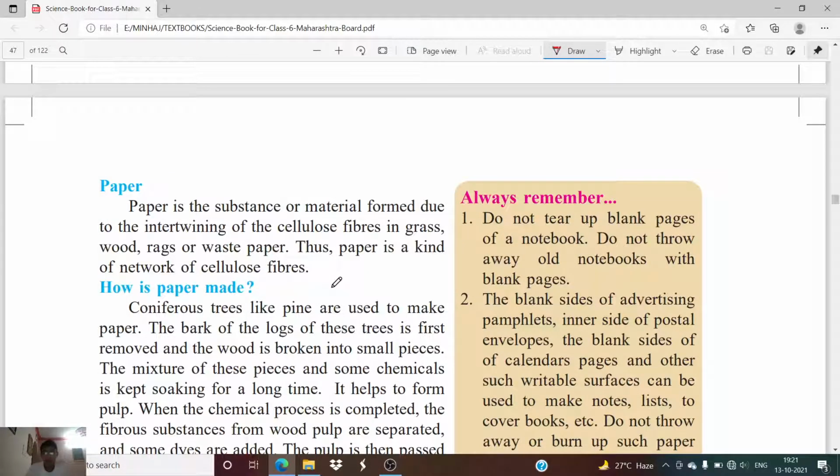Hello everyone, welcome to our new lecture where we are learning chapter number 6, that is substances in daily use. In the previous lecture we have seen the concept of vulcanization of rubber. So we have gone through the process of how artificial rubber is made using the vulcanization process.